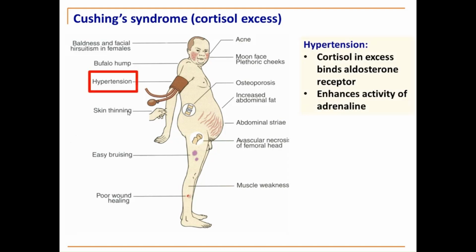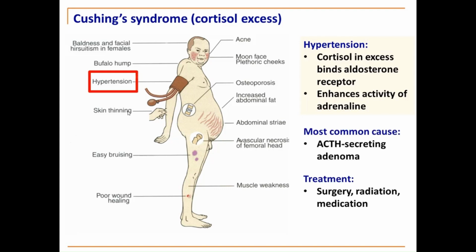So therefore, like I've said, cortisol in excess, because it can no longer be fully broken down to cortisone, which doesn't bind, it can now bind to the aldosterone receptor and enhances the activity, and at the same time, it enhances the activity of adrenaline, remember. So we're thinking it's binding to that aldosterone receptor, we're getting a bit more reabsorption of sodium and water. It's enhancing the activity of adrenaline, so we're thinking about vasoconstriction and increases in cardiac output, all of which are starting to lead to hypertension.